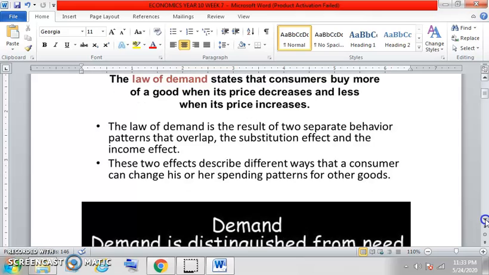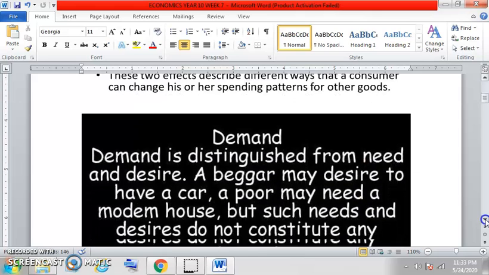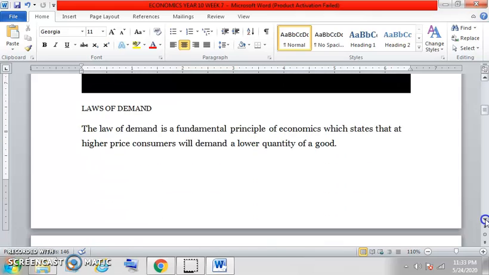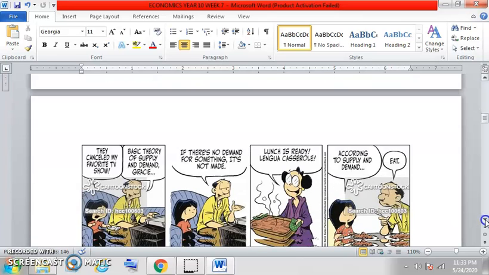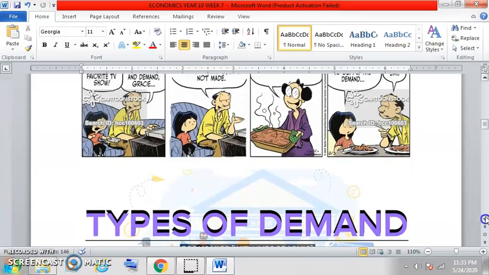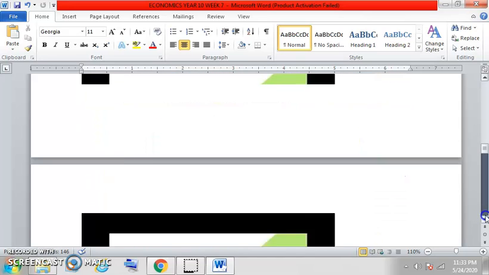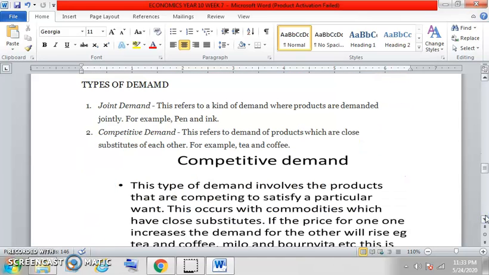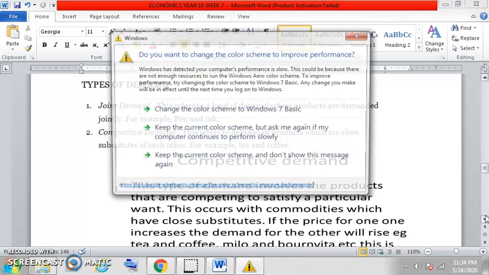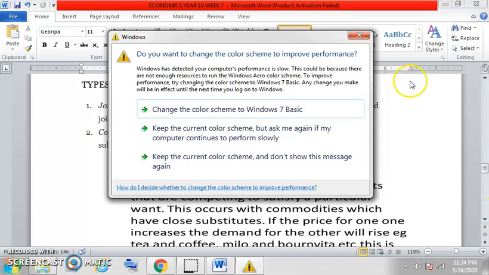Let's go down. Let's look at the types of demand. We have different types of demand. We have joint demand. This refers to a kind of demand where products are demanded jointly. Joint demand is the same thing as complementary demand.